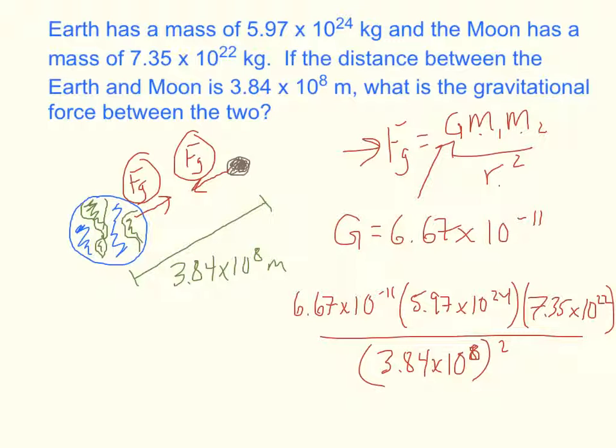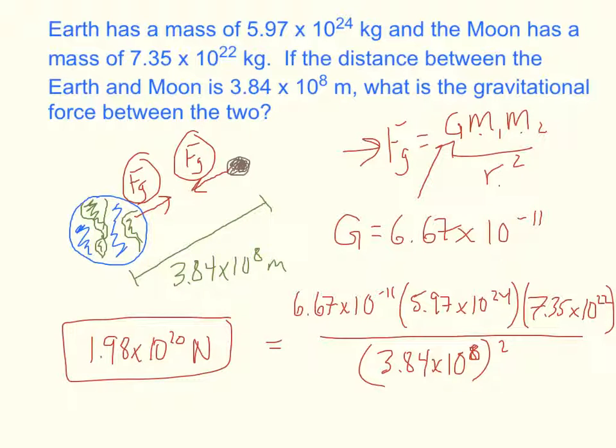Now be careful with that radius. When we think about radius and diameter, we don't want to double that, because remember, the moon is traveling in a circular orbit around Earth. So really the distance is the radius of the circle. So 3.84 times 10 to the 8th, and we have to remember to square it because that is part of the equation. And when we go ahead and do all that, we get an answer of 1.98 times 10 to the 20th newtons.